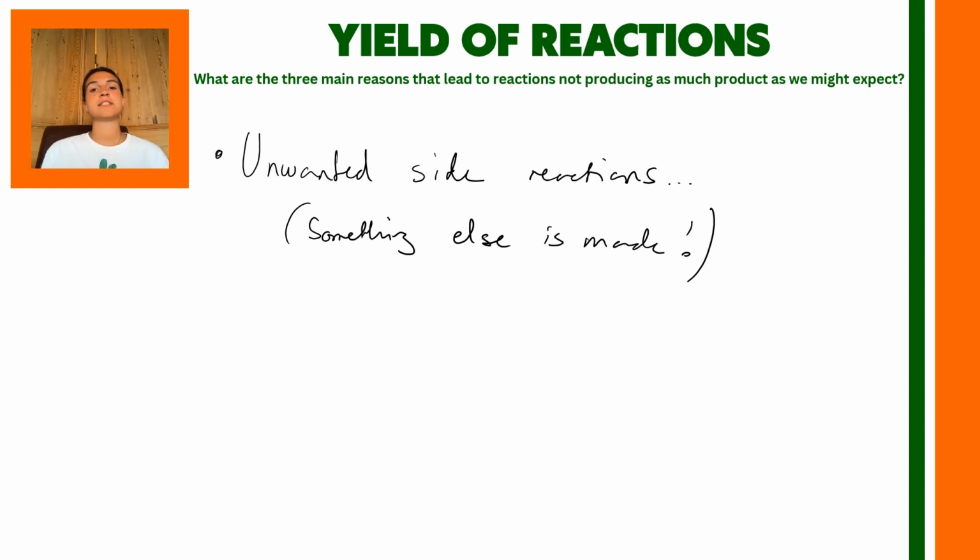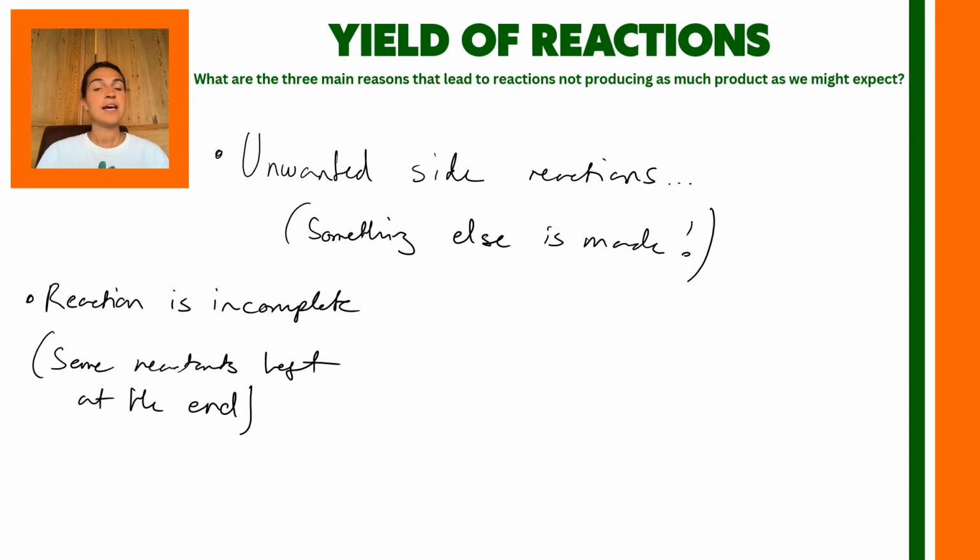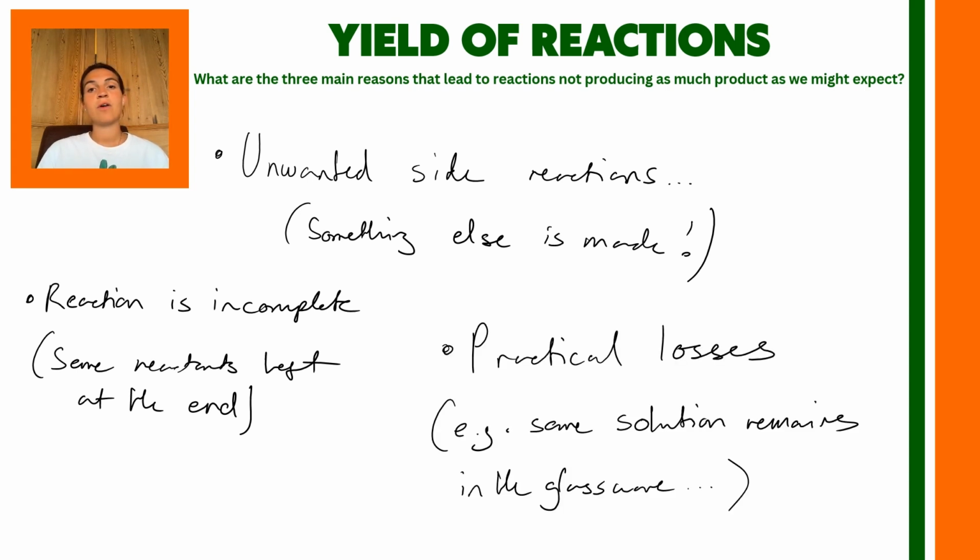First one, unwanted side reactions. So the idea that actually there's something else being made here that wasn't the product that we wanted or intended. The next one is that the reaction could be incomplete, and that means that some of the reactants are still left at the end. Finally, also some just practical losses. So for example, some of the solution remains in your glassware at the end. It can't be 100% perfect basically when you're carrying out these reactions.